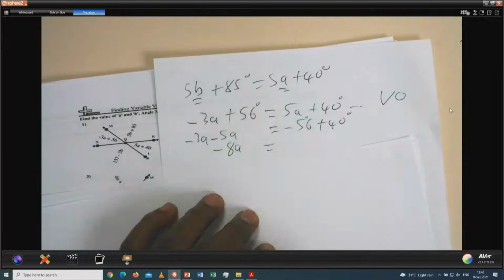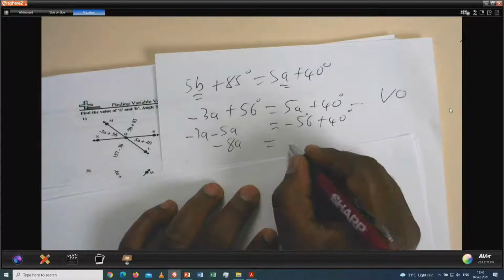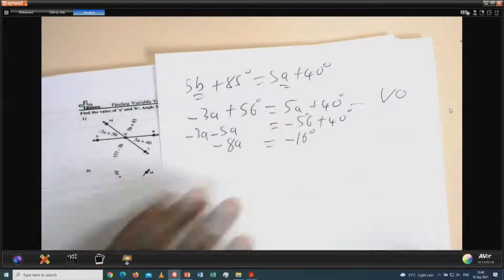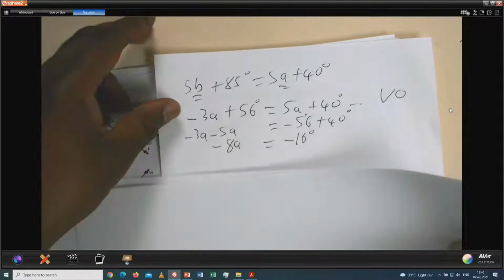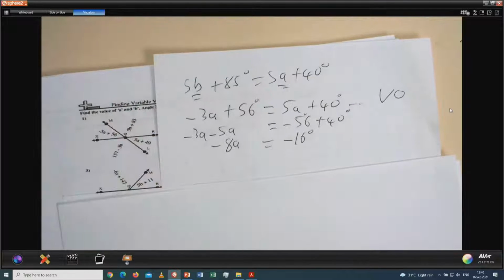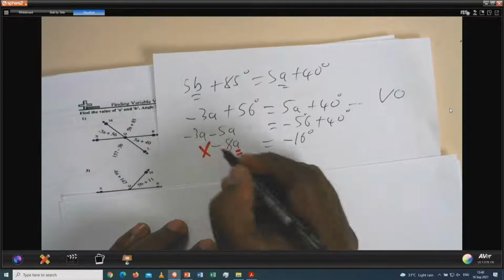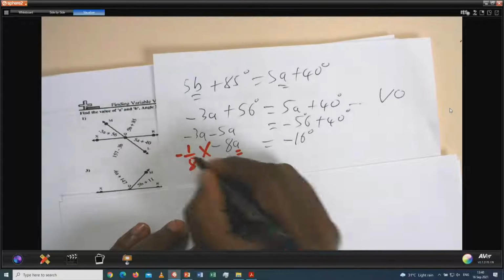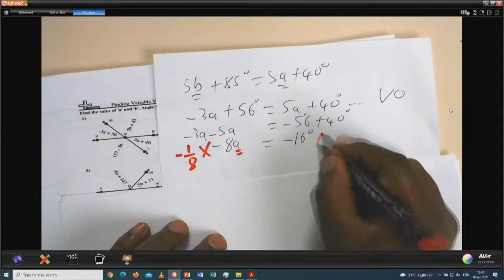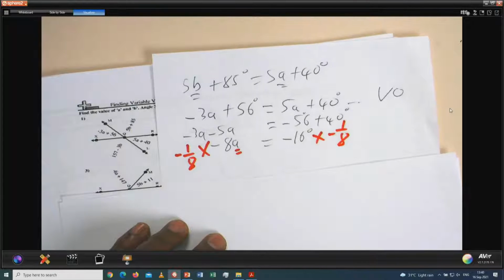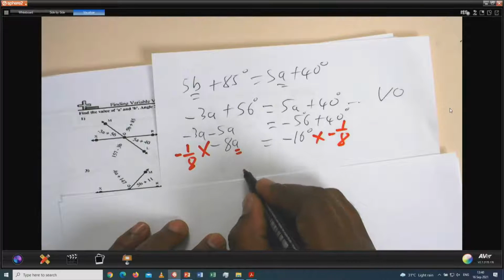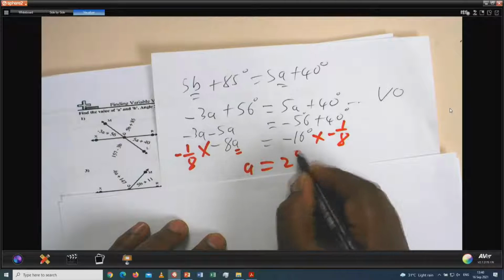Remember, unlike terms. Your mathematics now comes into the picture. Minus 16 degrees. You see, apply mathematics to solve what is in front of us. Like we said earlier, we are interested in our A. Therefore, we need to deal with that minus 8. We'll multiply it with the inverse to get us positive 1. What you do on the left, you do on the right. Therefore, your A is equal to 2 degrees.